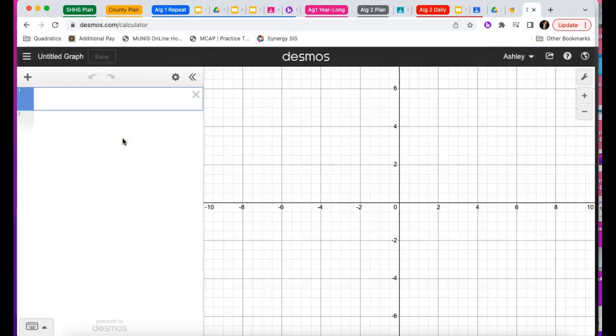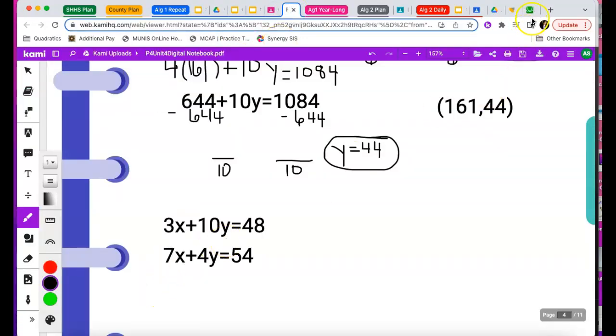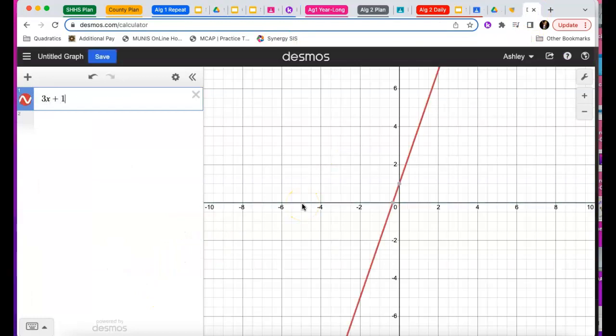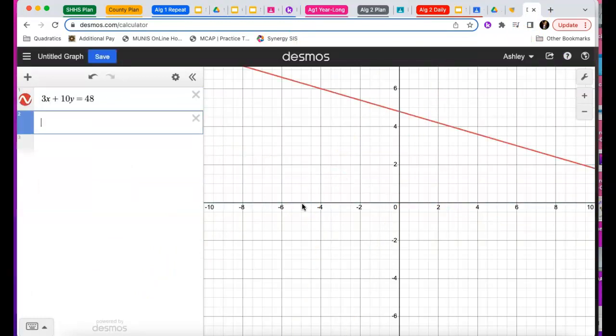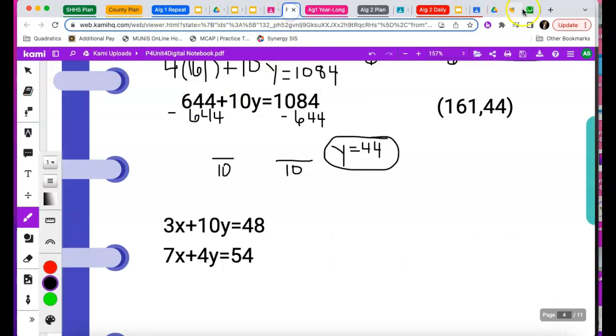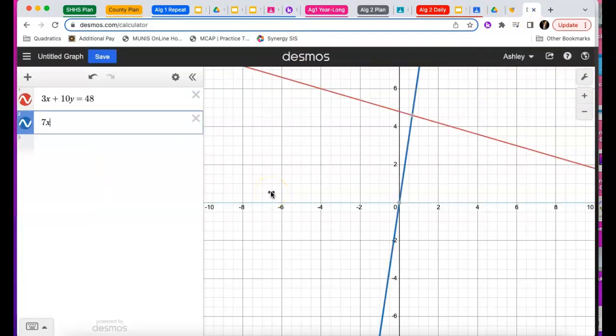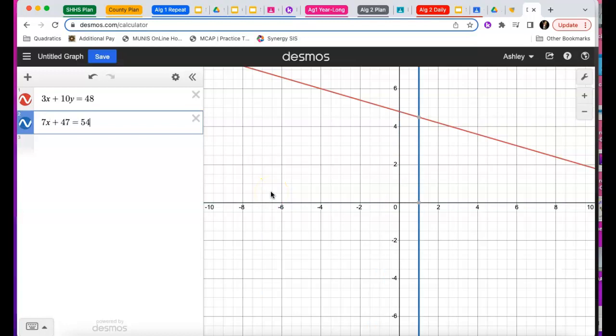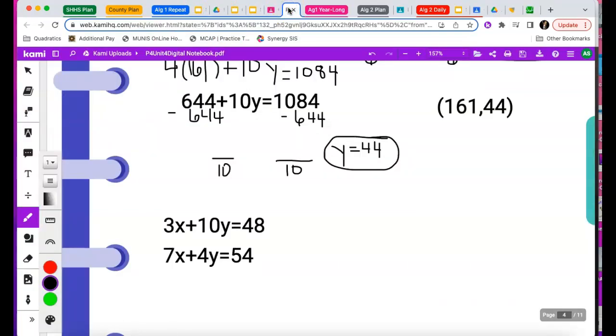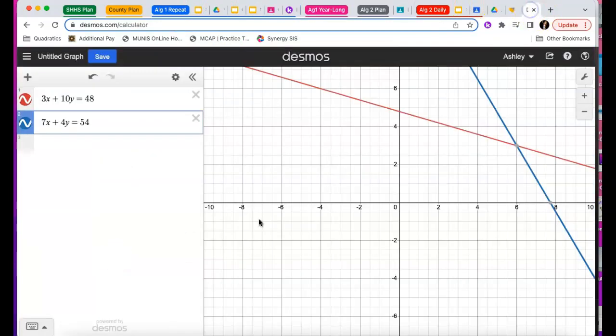And if you took notes on page 37, you might already know how this is going to work. So 3x plus 10y is equal to 48. And then it was 7x plus 4y is equal to 54. So this is supposed to be 4y, I believe. Yeah, okay. So here's what the graphs look like. Does anybody remember from page 37 what our solution is?